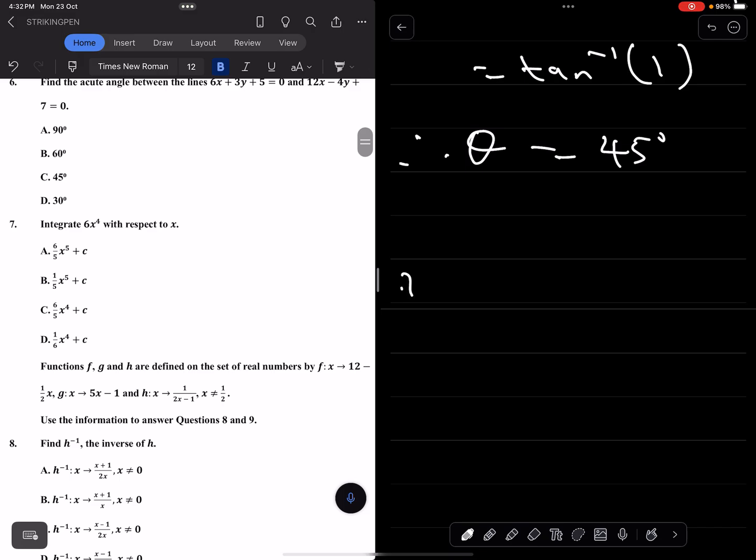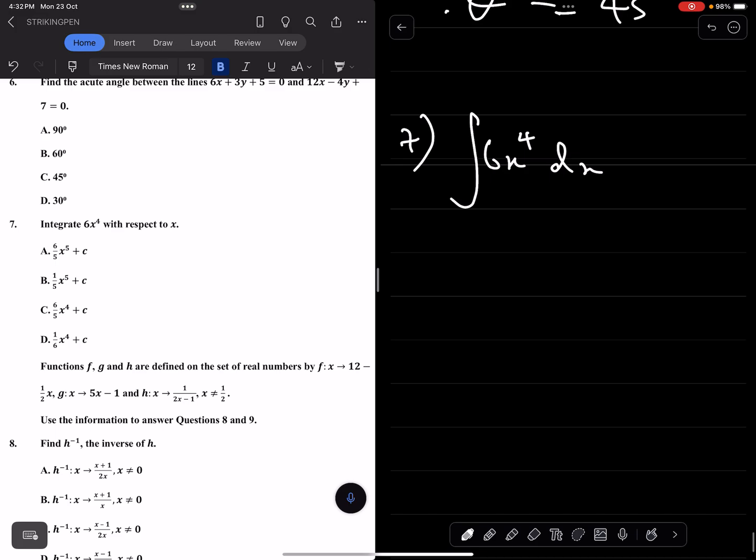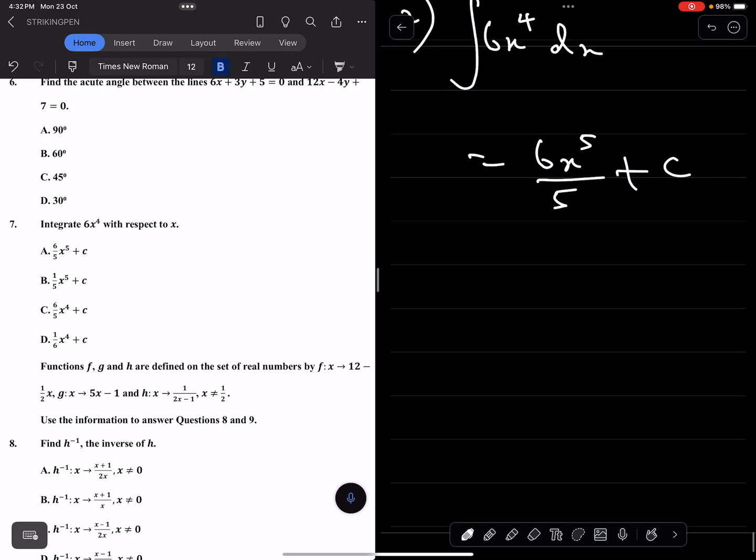We go straight to the next, which is number 7. Integrate 6x raised to the power 4 with respect to x. The integral of 6x raised to the power 4 with respect to x is 6x raised to the power 5 over 5 plus c. And the correct option is A.